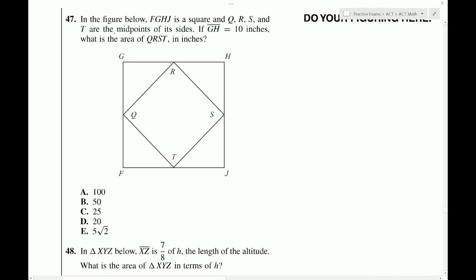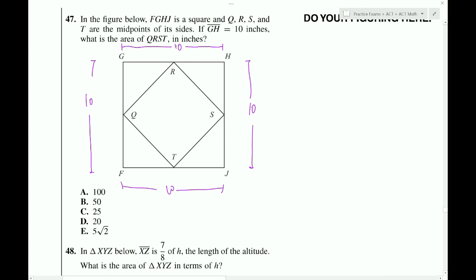All right, 47. In the figure below, this is a square, and these are the midpoints. If GH equals 10, so the thing is a square, we know also that this is 10, and pretty much all around is 10. What is the area of the inner square?